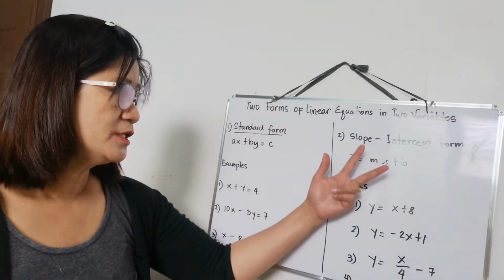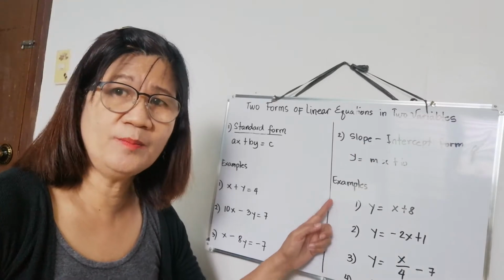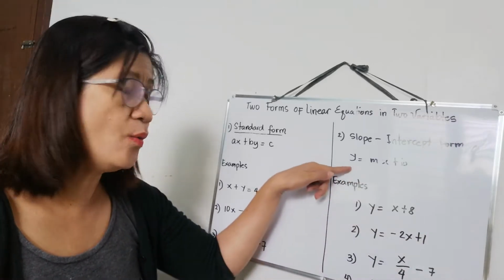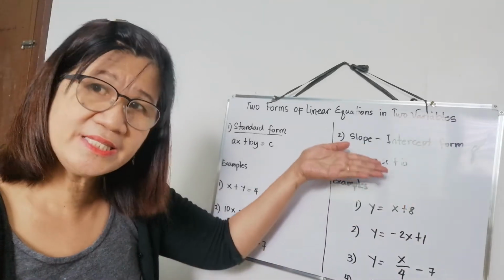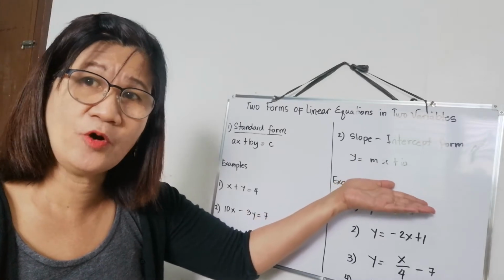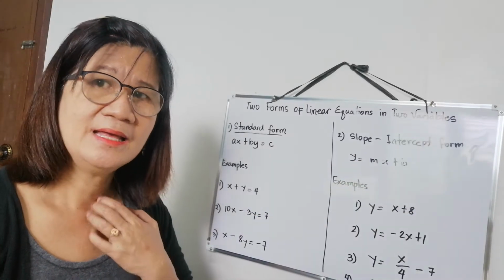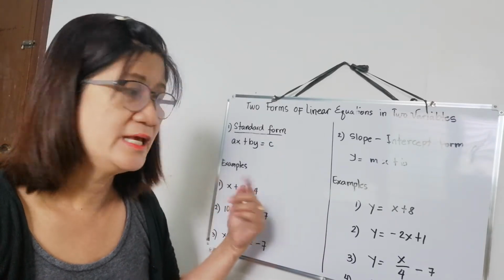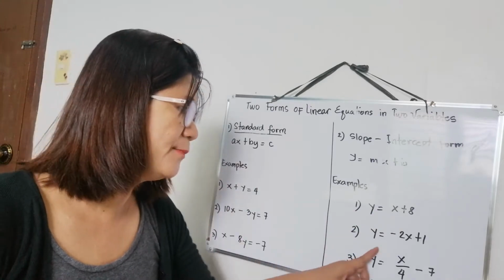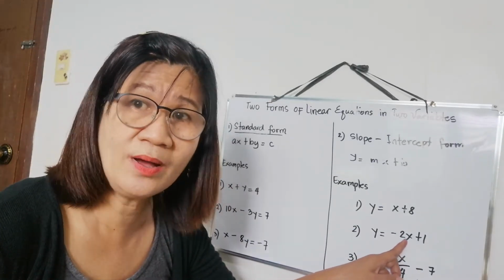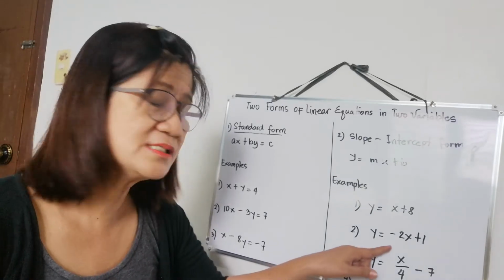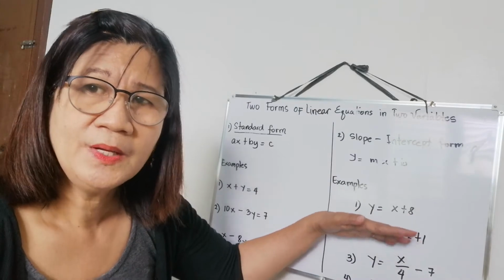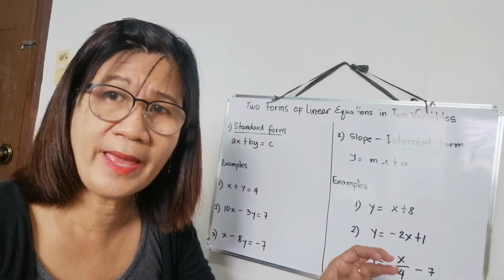Another, when the equation is in the form of like this, y equals x plus 8, o kaya y equals mx plus b, they are written in slope intercept form. No? So madali natin makilala. Kasi usually nauuna lang yung variable na makikita natin sa left side is only y. Another example is y equals negative 2x plus 1. Another example, y equals x over 4 minus 7. Dito sa ganitong form, no, you can easily determine the value of m and b.